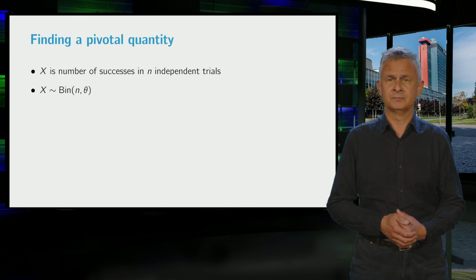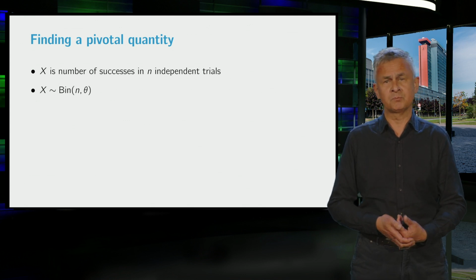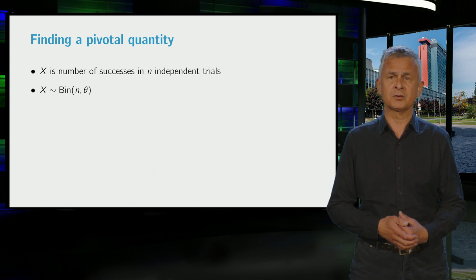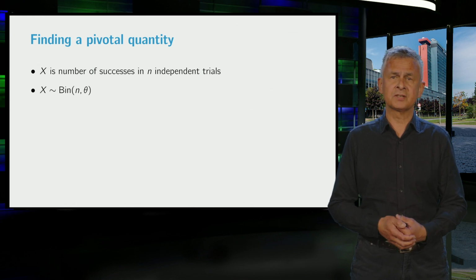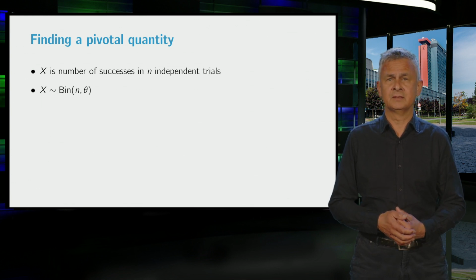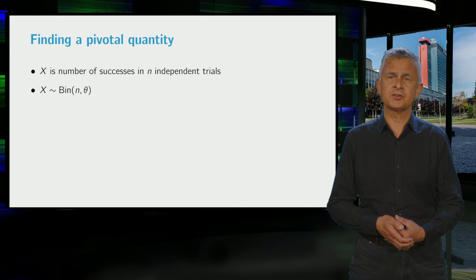setup. So let x denote the number of successes in n independent trials. X has a binomial distribution with parameters n and theta, where theta is the unknown probability of success. We want to set up a confidence interval for theta. As before, we start by trying to build a pivotal quantity by standardization of x.